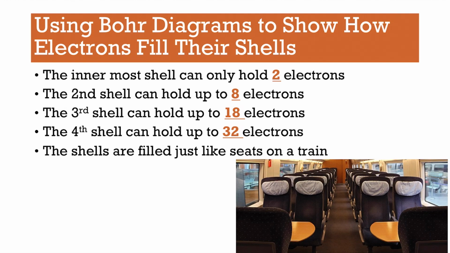So Bohr diagrams are used to show how electrons fill their shells. And so the first shell or energy level can hold 2 electrons, the second can hold 8, the third can hold 18, the fourth can hold 32. Once you start getting to like the third level and past that, it gets super, super complicated. So we're only going to really focus on the first 20 or so elements. And you see these spots in these energy shells are filled just like seats on a train.